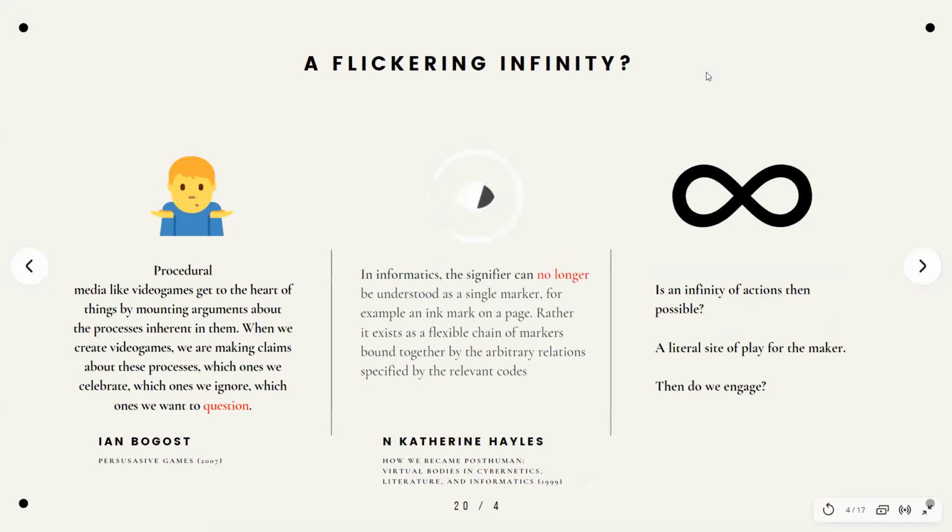And here, what I would like to talk about is a flickering infinity. I would like to mention two scholars and what they think about certain issues, and I will derive my argument from there. The first is Ian Bogost in his 2007 seminal work Persuasive Games, that procedural media like video games get to the heart of things by mounting arguments about the processes inherent in them.